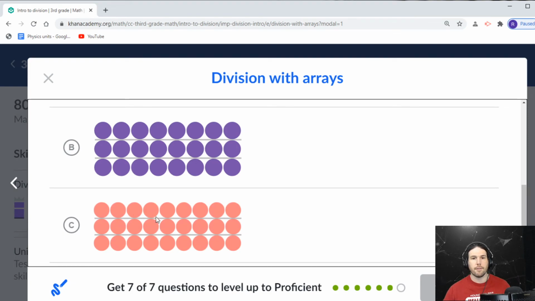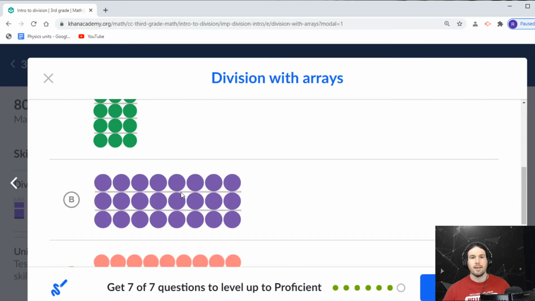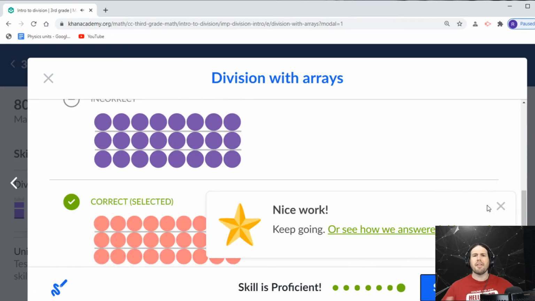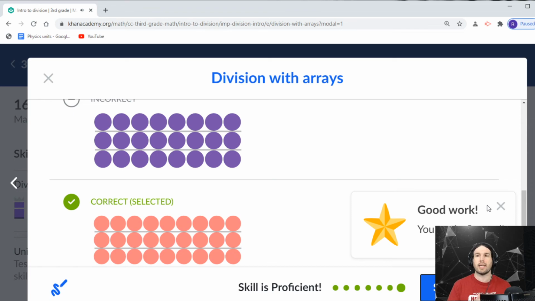1, 2, 3, 4, 5, 6, 7, 8, 9. Okay. B is 8 in each row, and C is 9 in each row. Again, though, I hope you see that we're actually just kind of counting, right? Most of what I've been doing here to solve these problems is counting. It's kindergarten level stuff. We've just expanded it to mean more than it meant back in kindergarten.